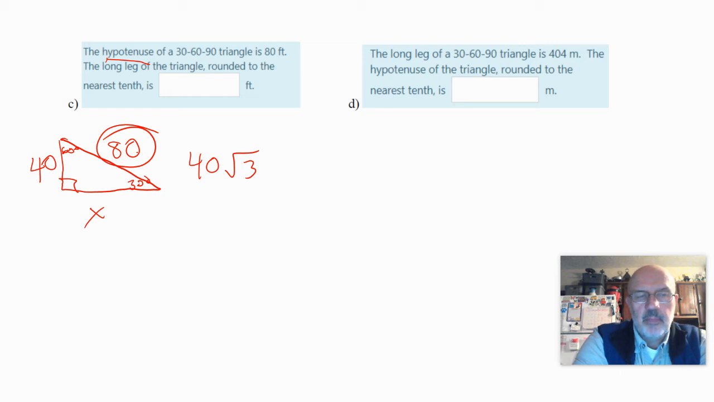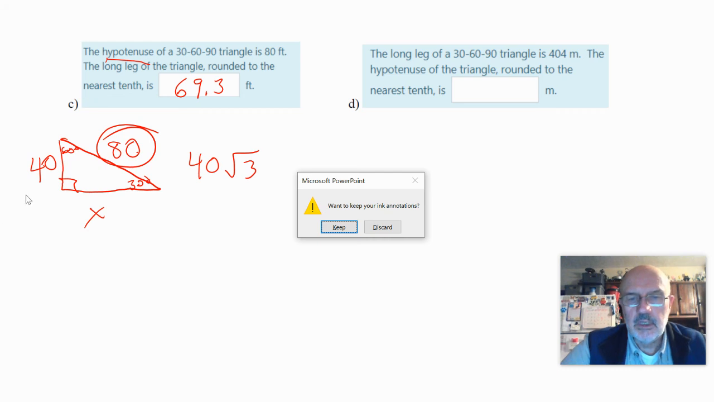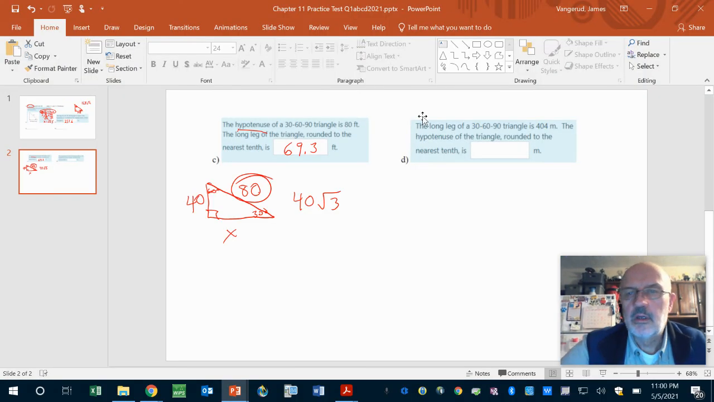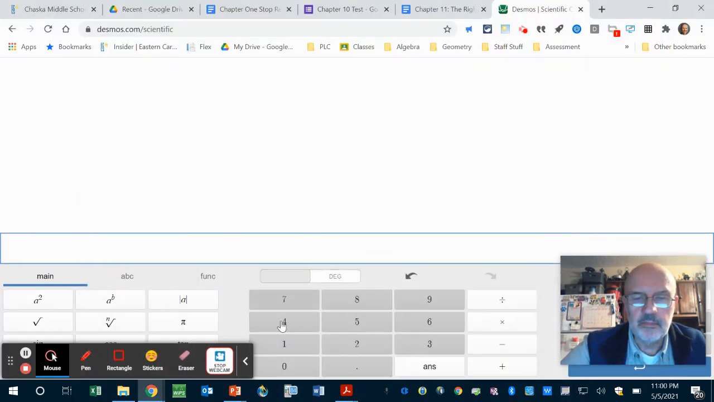So that's the relationship between the legs. The hypotenuse is twice the length of the short leg, and the long leg is the square root of 3 times the short leg. So 40 times the square root of 3, and that should come out to 69.3. So let's go and look and see if it does. Get up on the calculator again. So we're going to do 40 times the square root of 3. And you see we get 69.3, just what we're supposed to get.